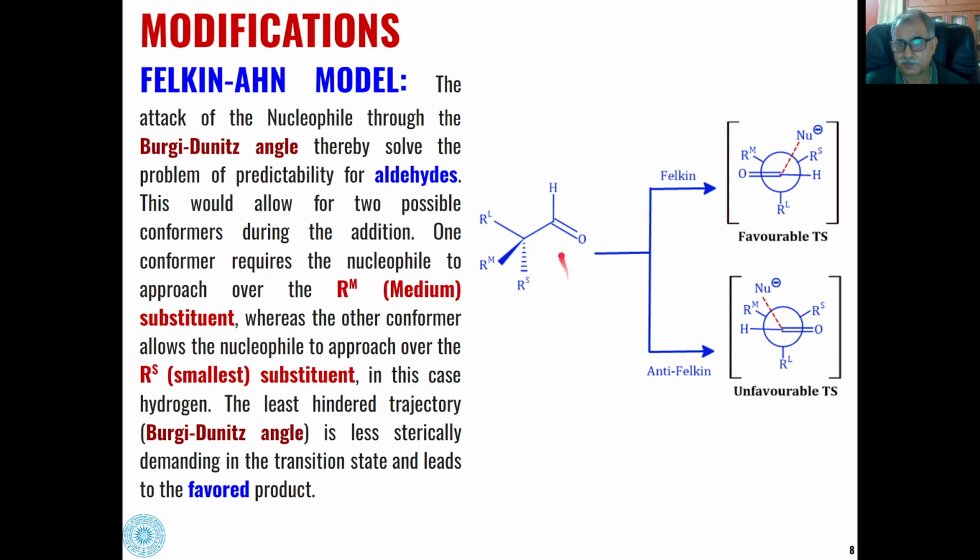And if the smallest group in this molecule is hydrogen, say, then there will be minimum interaction between the H of this aldehyde, this smaller H group, and the nucleophile. This attack of the nucleophile will be the least hindered trajectory, that is, the Bürgi-Dunitz angle will be less sterically demanding in the transition state and will lead to the formation of the favored product.